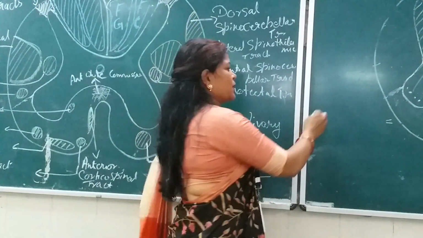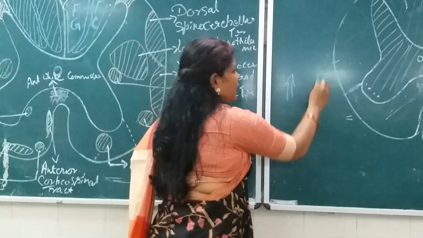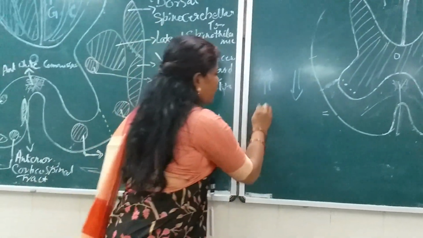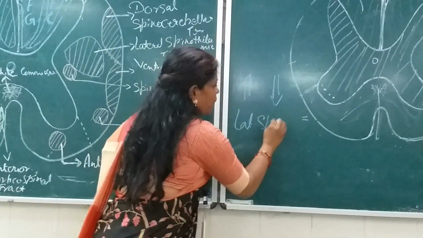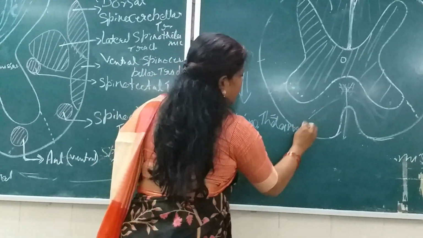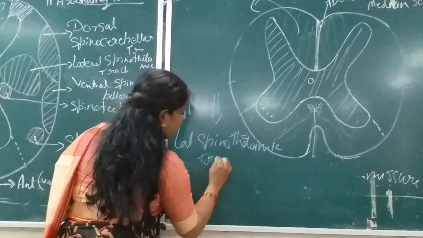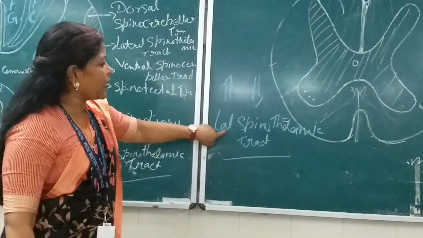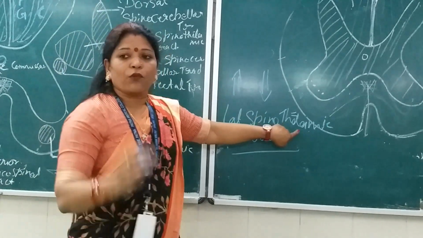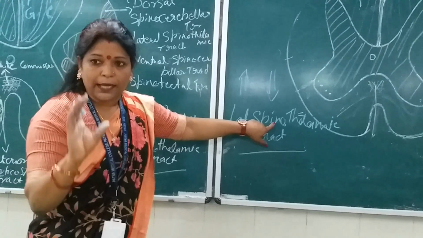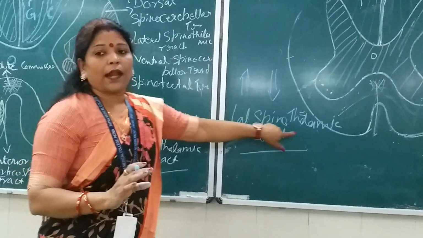Okay, suppose there are ascending tracts, and some tracts are descending. Ascending tracts means, suppose I am saying lateral spinothalamic tract. What does it mean? If it is an ascending tract, lateral spinothalamic, you have to focus on the two components of the name of any tract, prefix and suffix.